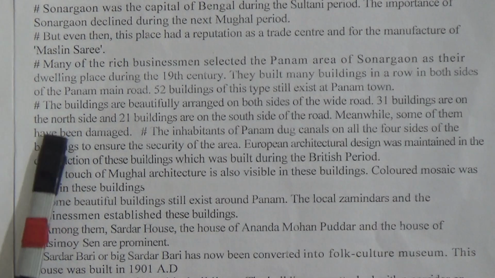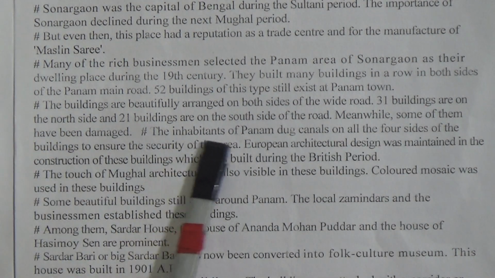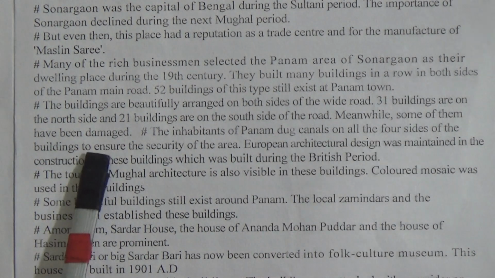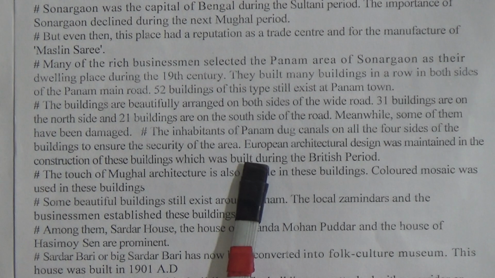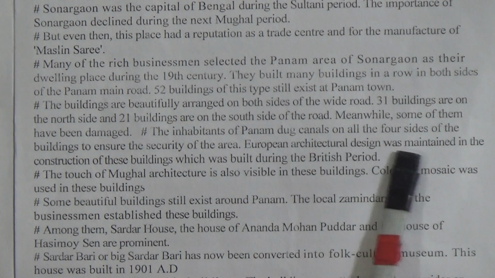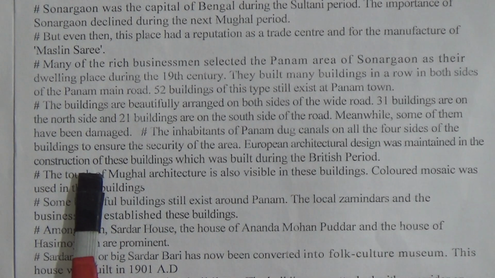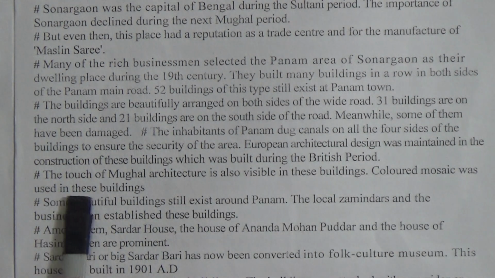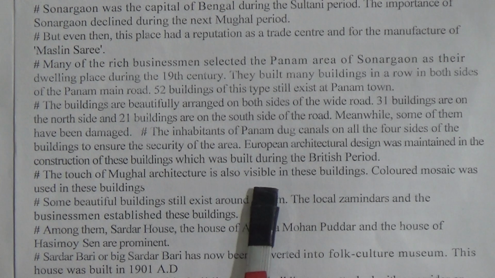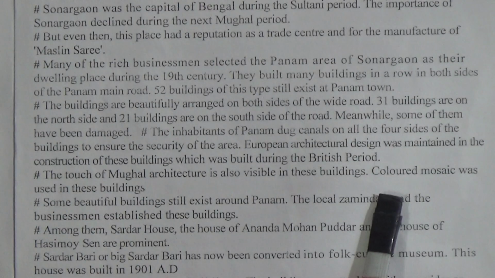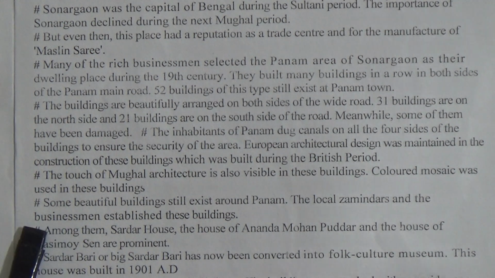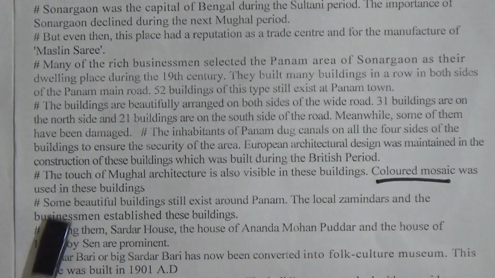Meanwhile, some of them have been damaged. The inhabitants of Panam dug canals on the four sides of the buildings to ensure the security of the area. European architectural design was maintained in the construction of these buildings, which were built during the British period. The touch of Mughal architecture is also visible in these buildings. Colored mosaic was used in these buildings.